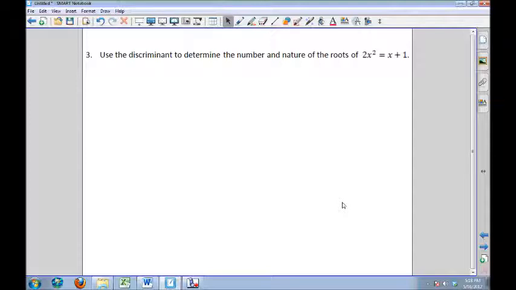Using the discriminant to determine the number and nature of the roots. The number of the roots refers to how many solutions this equation is going to have. The nature of the roots refers to the question, are they real or imaginary? To figure that out, I will find the discriminant, the formula for which is b squared minus 4ac.